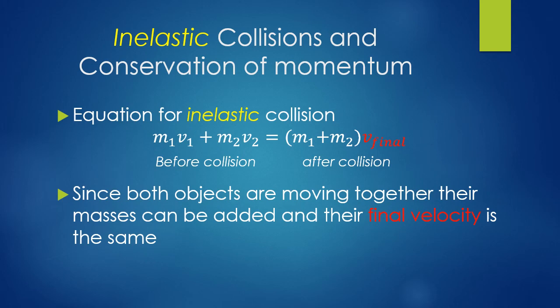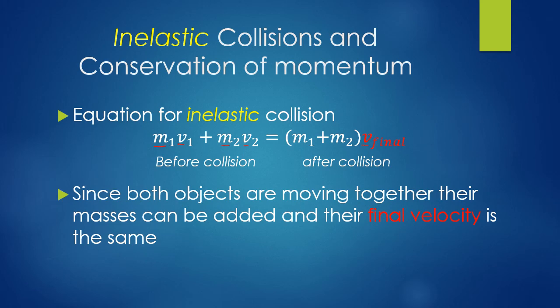So for inelastic collisions, notice the equation's a little bit different. Before the collision, we have an object 1 with a certain mass and a certain velocity, and we have an object 2 with a certain mass and a certain velocity. So two separate objects going their own way, with their own velocities. But notice what happens after the collision. After the collision, there's only one velocity, and it's called V final.